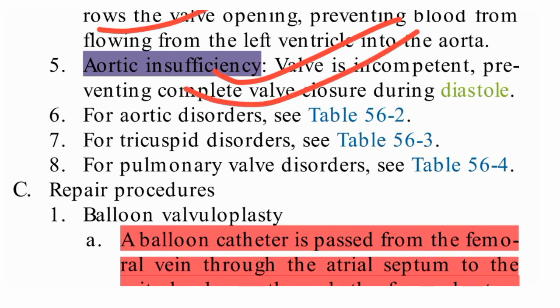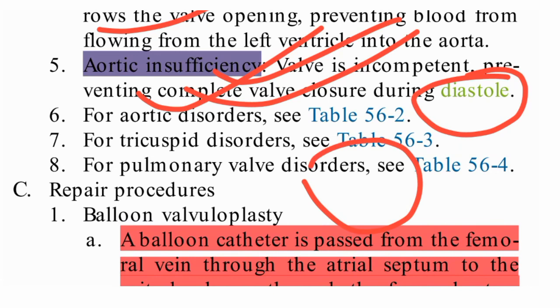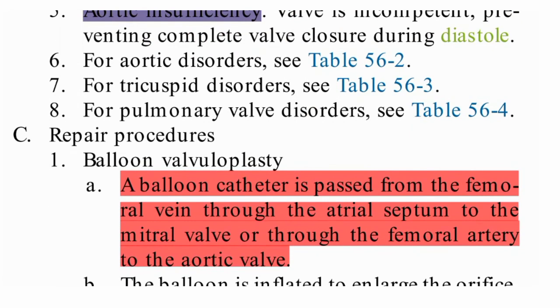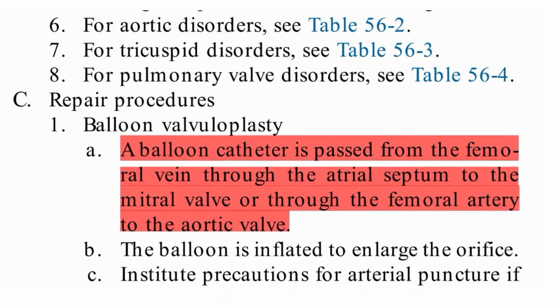The valve is incompetent and prevents complete valve closure during diastole. So the complete valve closure will not occur during diastole, and the aortic valve will not be closed during diastole. For aortic disorders and tricuspid disorders, we can see the tables.